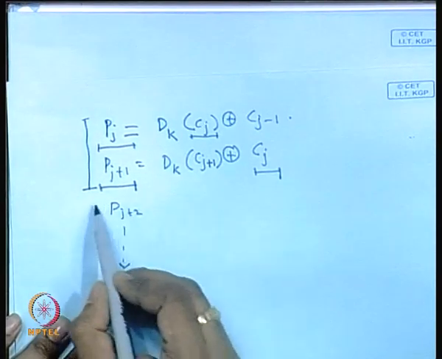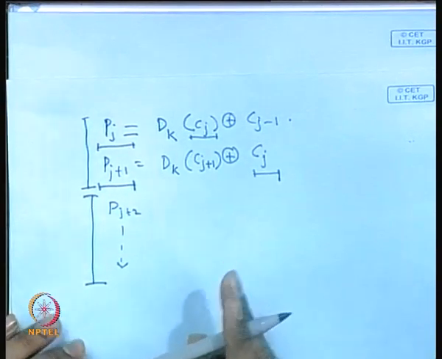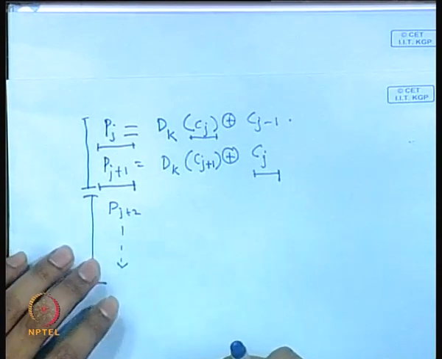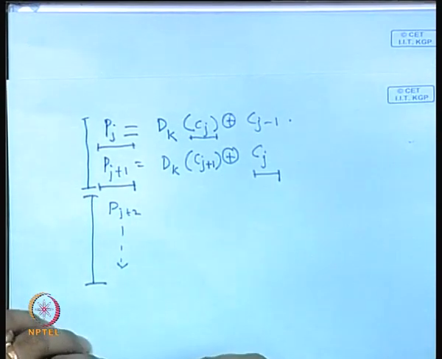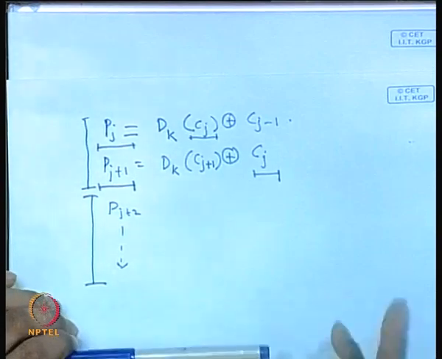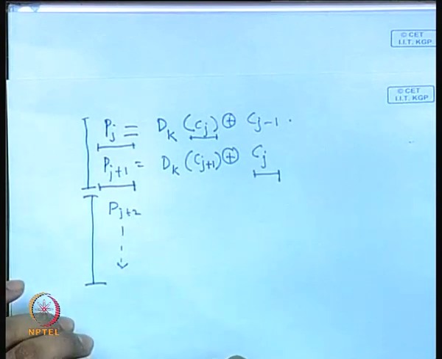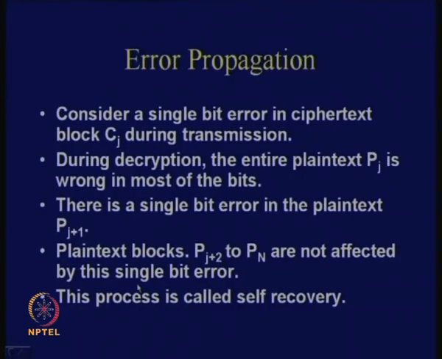But what about the other blocks? They are essentially decrypted quite okay. So there is a restricted amount of error propagation, and a mechanism in CBC to recover. We call this phenomenon self recovery. It can recover itself. Even if there is a 1 bit error, it gives 2 wrong plain text blocks, and after that the rest of the blocks are decrypted quite okay. That's why we say that the plain text blocks Pj plus 2 to Pn are not affected by this single bit error, and this process is commonly known as self recovery.